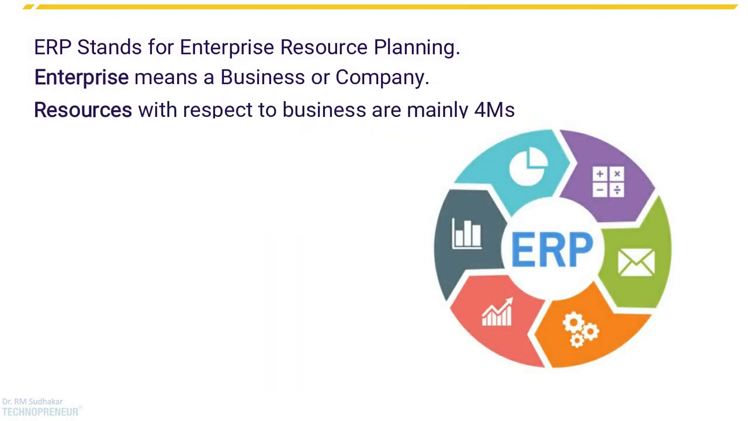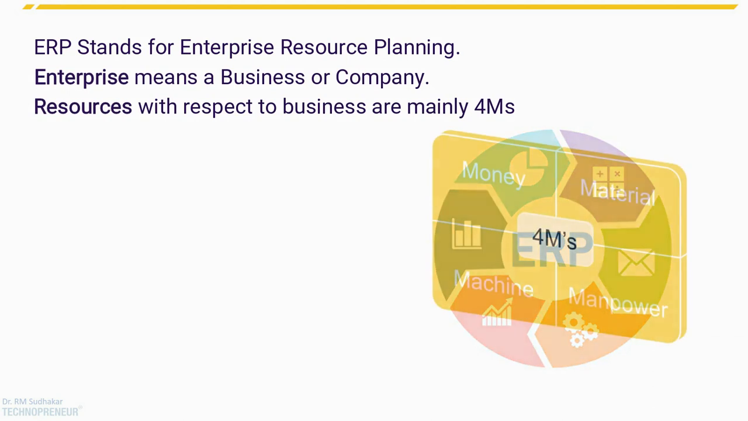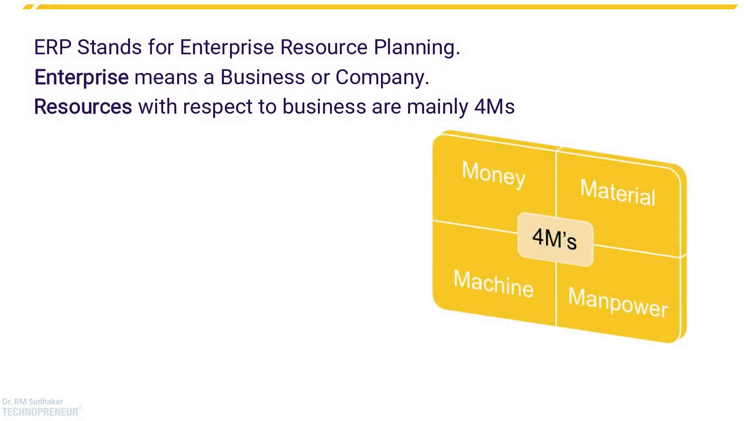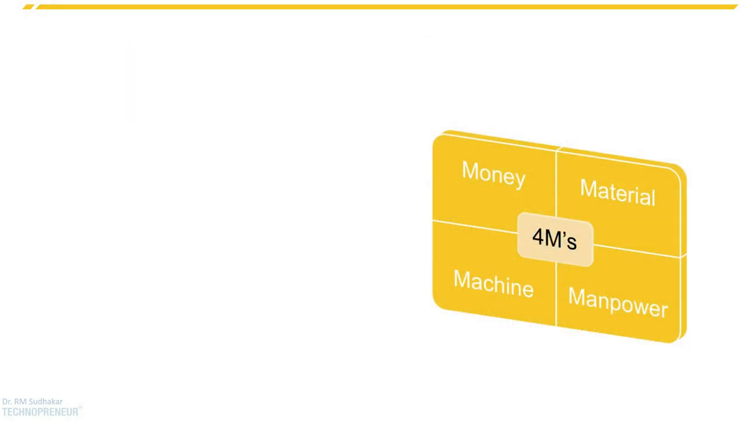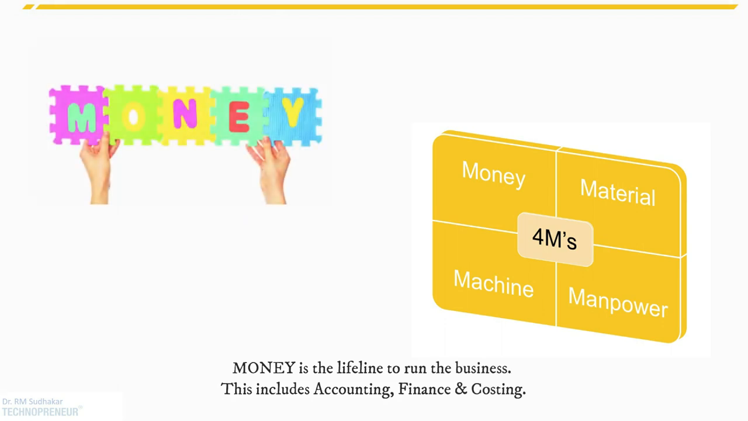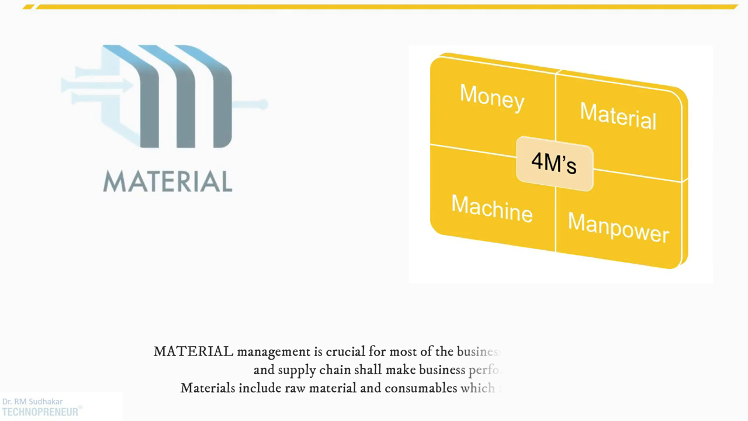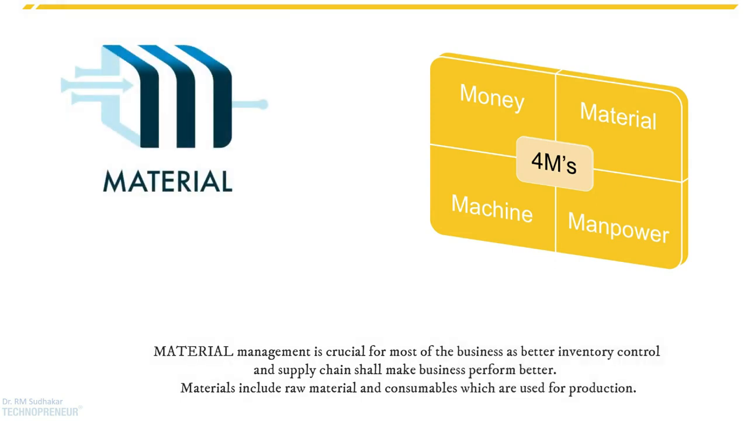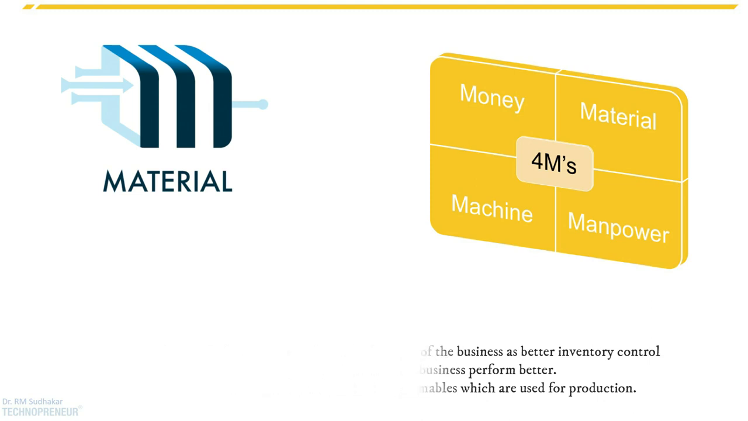Resources with respect to businesses are mainly 4 M's: money, material, machine, and manpower. Money is the lifeline to run the business. This includes accounting, finance, and costing. Material management is crucial for most of the business as better inventory control and supply chain shall make business perform better. Materials include raw material and consumables which are used for production.